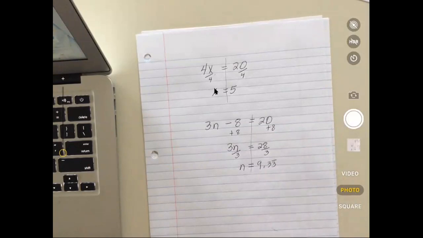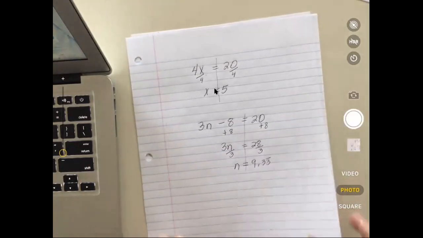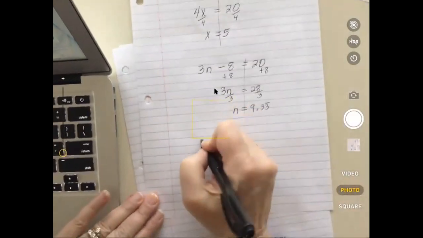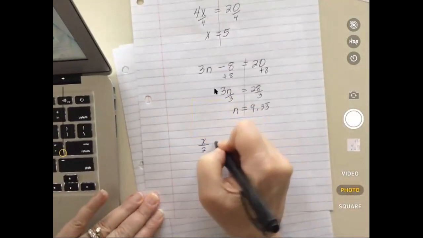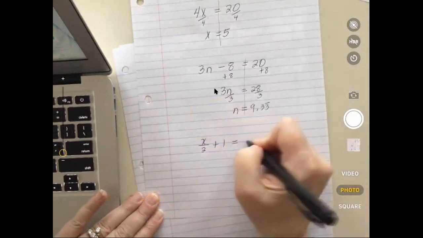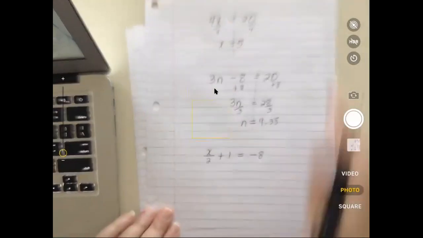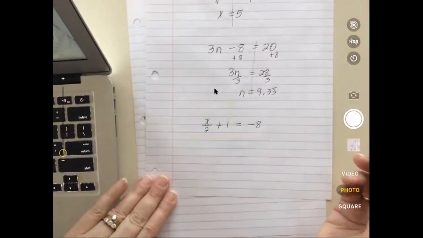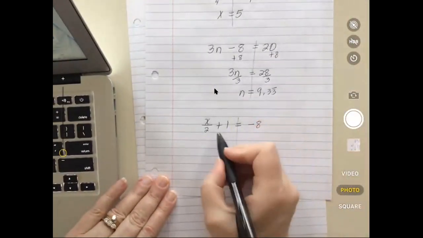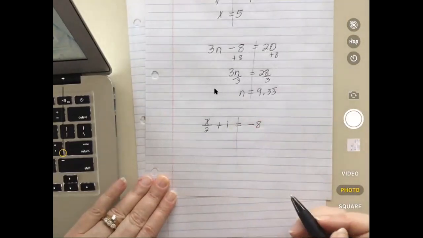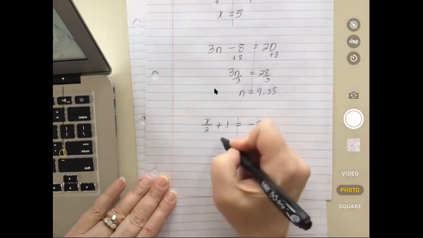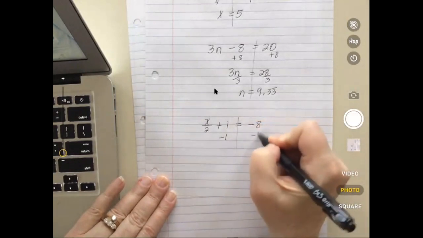And then I can make ones that have something like this, like if I have x divided by 2 plus 1 equals -8. Same principle, though, I'm going to do opposite operations to solve that. This says plus 1, so the opposite of that is subtract 1.